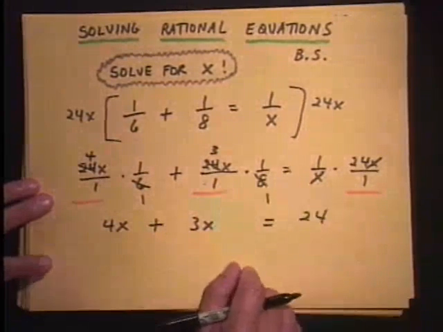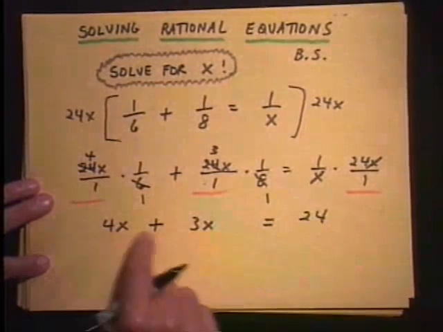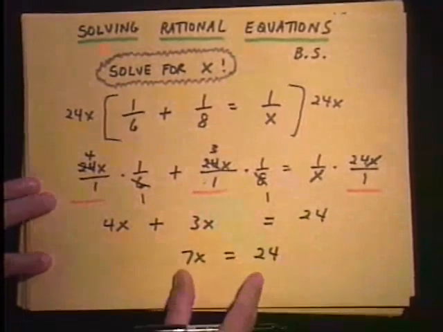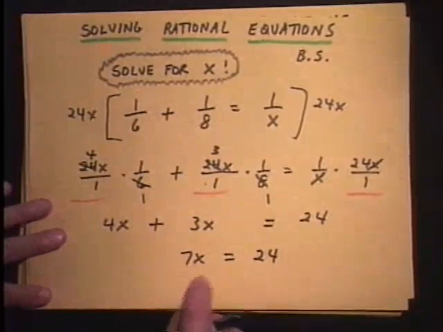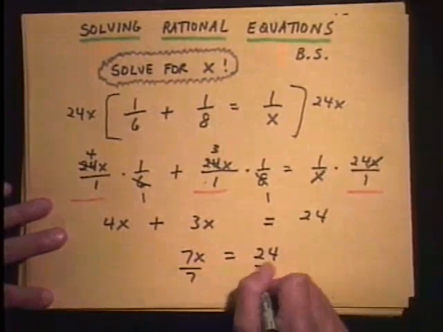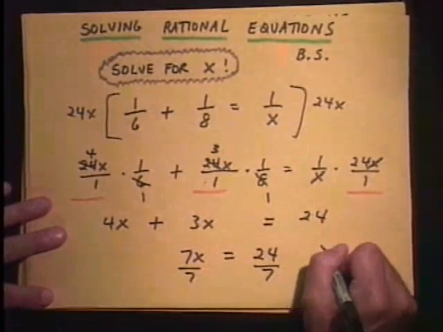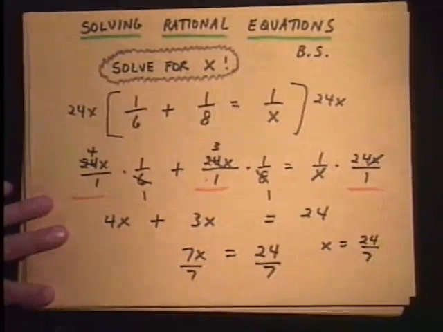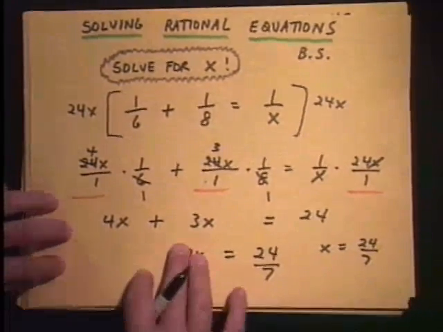Life is good. So now we can collect like terms. 4x plus 3x is 7x, equals our number 24. And good equational practice here to solve for x. What takes out multiplication? You remember, divide both sides by 7. So the final answer would be x equals 24/7. Okay, let's do some more.